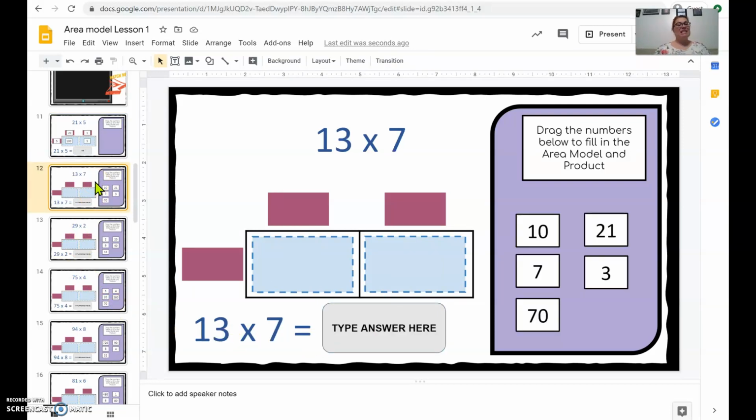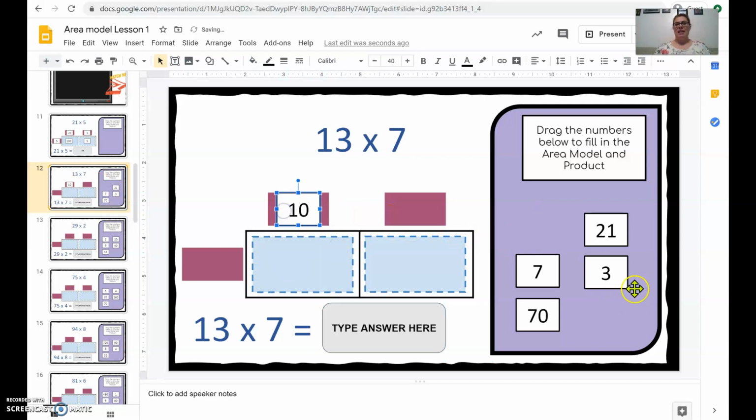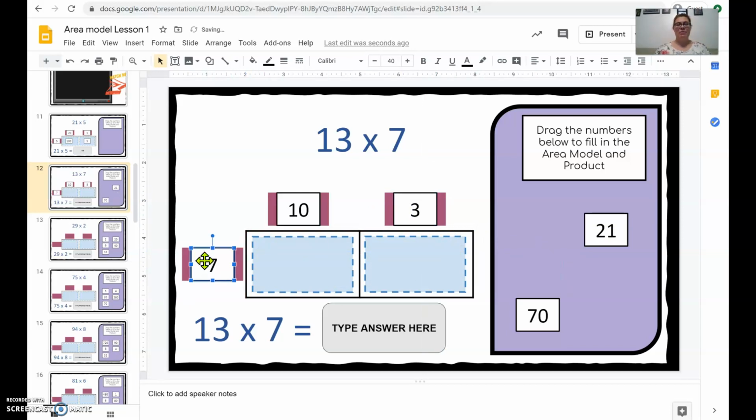We have 13 times 7. So I think to myself, what makes up 13? I know that it is a 10 and a 3, and then I know I need to bring down the 7. Okay, so now is the fun part. I get to multiply. So 7 times 3 is 21.